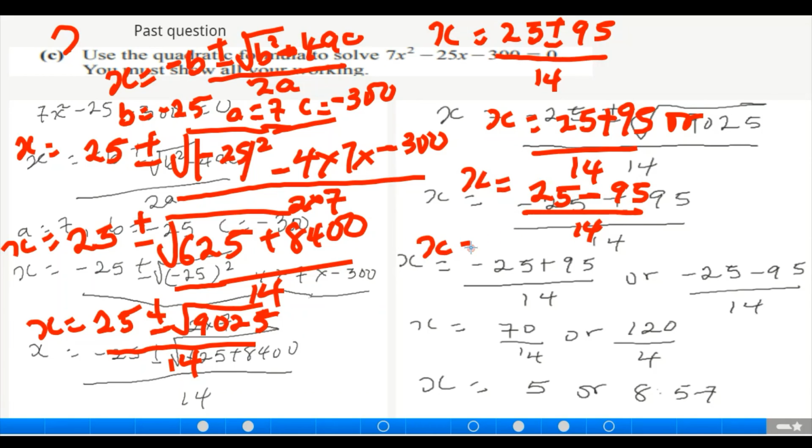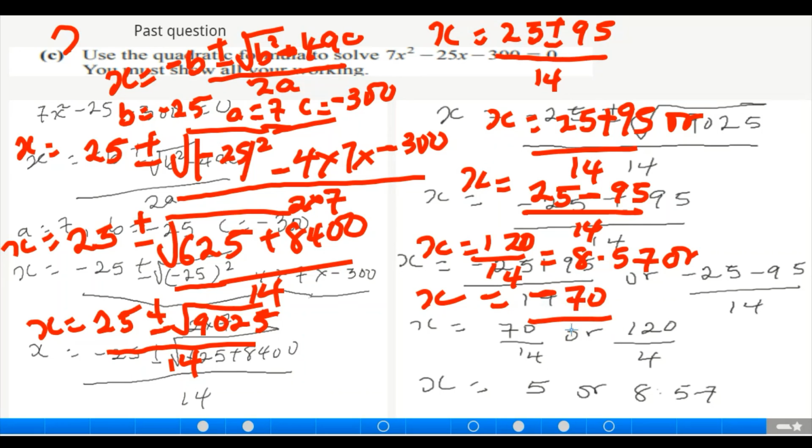Now what is x? 25 plus 95 is 120. 120 divided by 14 will give us 8.57, right? Now, the next one: x equals 25 minus 95. That is minus 70, and we are dividing by 14. How many times can 14 go in minus 70? That's minus 5. So our value for x is x equals 8.57 or x equals minus 5.